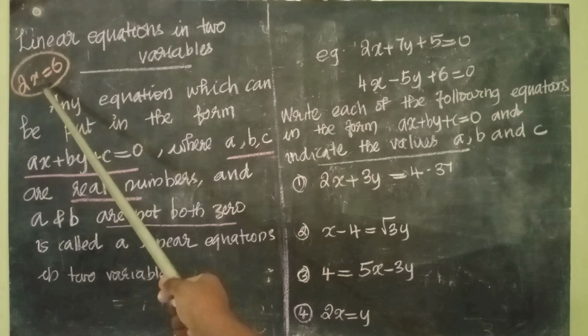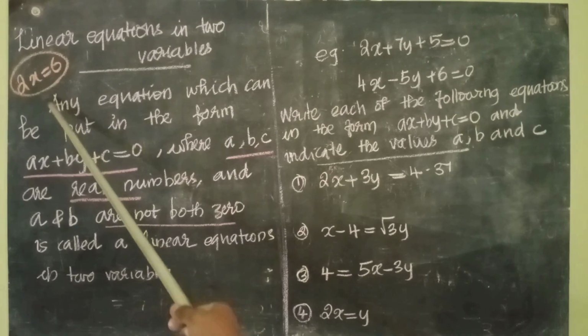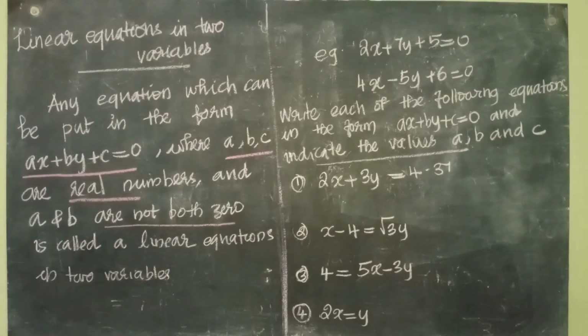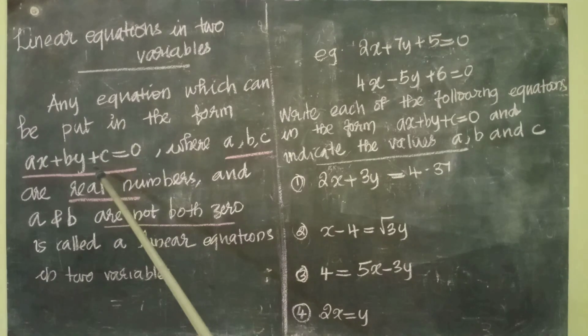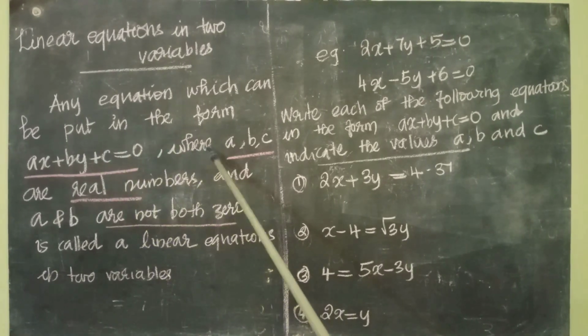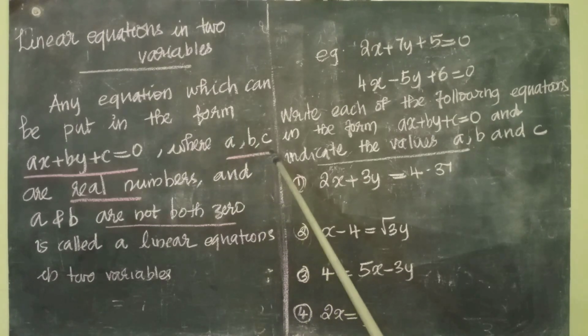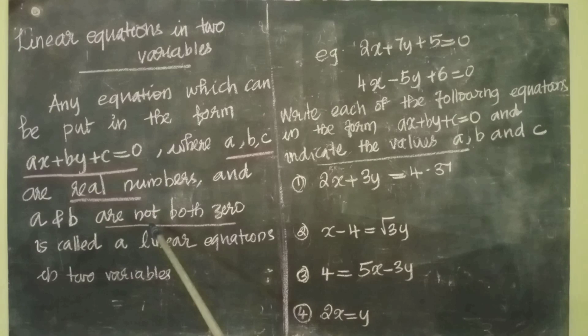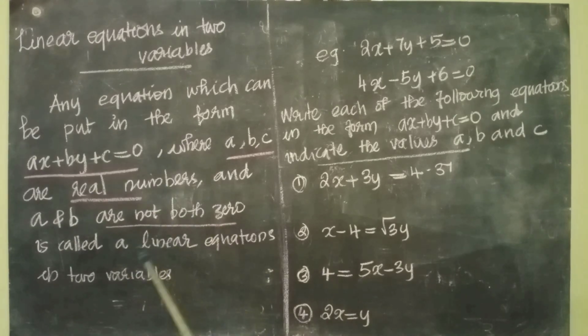In this chapter we are going to discuss linear equations in two variables. Any equation which can be put in the form ax plus by plus c equal to 0, where a, b, c are real numbers and a and b are not both 0, is called a linear equation in two variables.